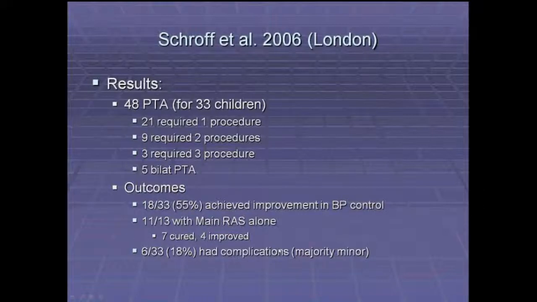What are the outcomes? Well, 50% achieved some form of improvement in blood pressure control, right? The ones that did the best, with the greatest improvement, were 11 out of 13 with main renal artery stenosis alone. 7 were cured and 4 were improved, right? 6 out of 33, or nearly 20%, had some complications. The vast majority are minor, mainly groin site hematoma, but cost of doing business, right?